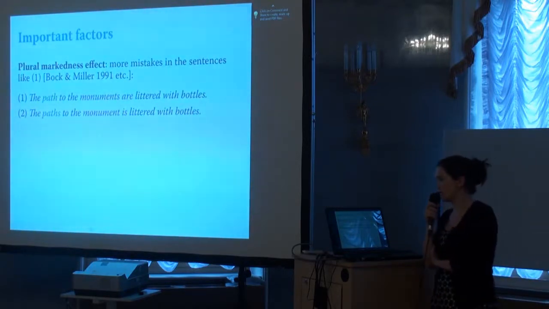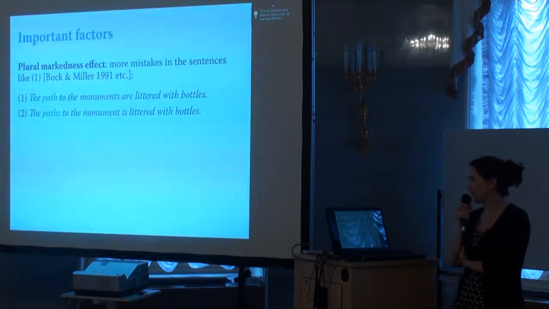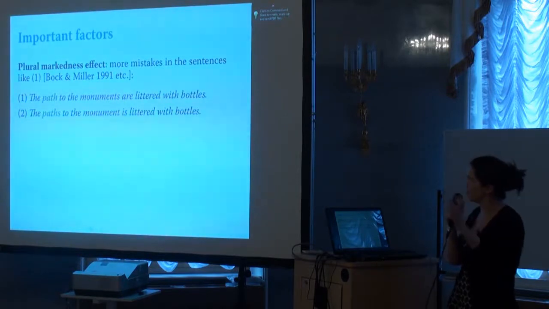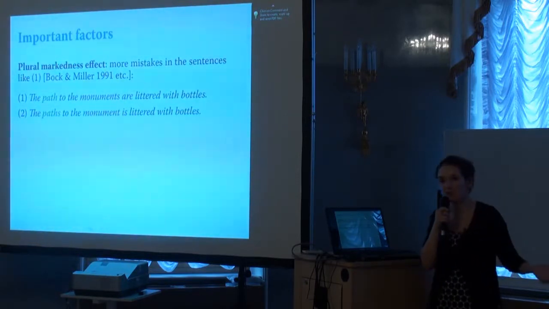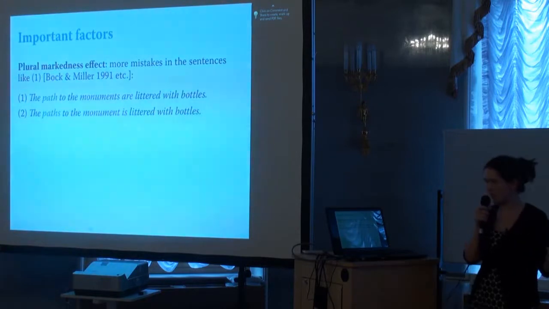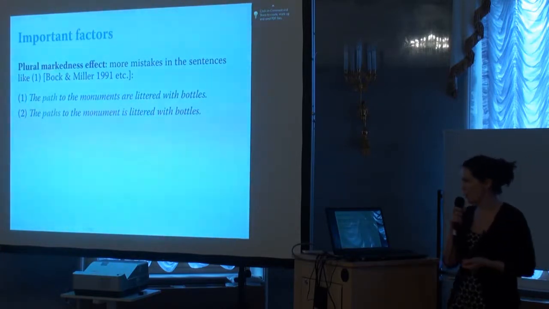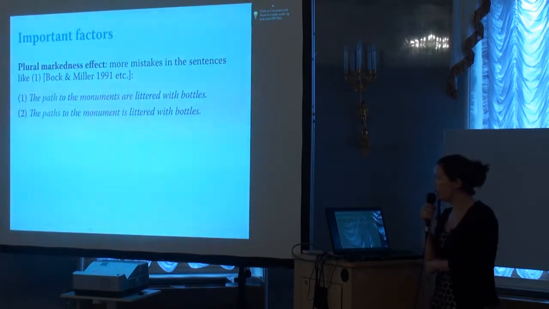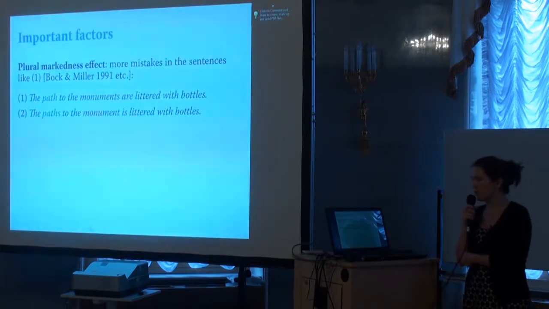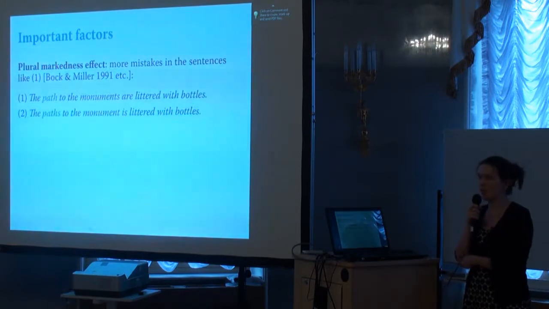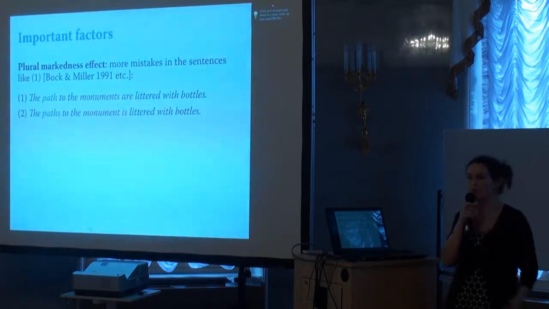There are more mistakes in the sentences like one on the slide than in the sentences like two on the slide. So when you have the head of the subject phrase in singular and this dependent word, let's call it attractor, in plural, you have a lot of mistakes in production, and these mistakes are less visible in comprehension. While in the opposite situation, when the head, the path, is in plural and the dependent noun, the monument, is in singular, people found very few mistakes on the verb when the verb is singular. And again, these mistakes are more noticeable when you read the sentence.